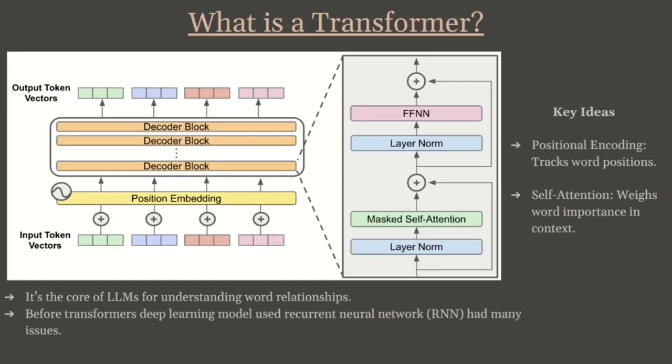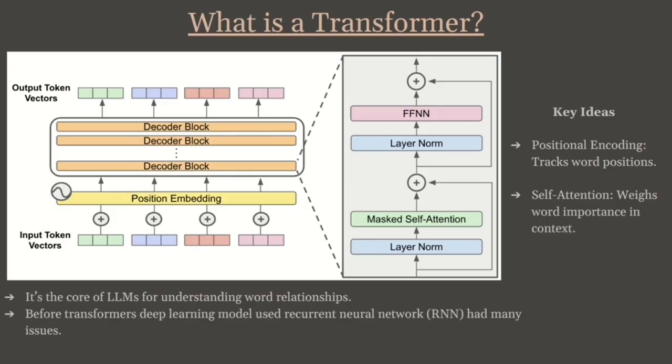Let's talk about transformers. What is a transformer? They are the main technology behind LLMs. Here we can see this is our input word or input token. First, our input sentence is converted into input token vectors, which simply means turning words into numbers. Next, these numbers go through something called positional encoding. Positional encoding tells the model where each word is in a sentence.